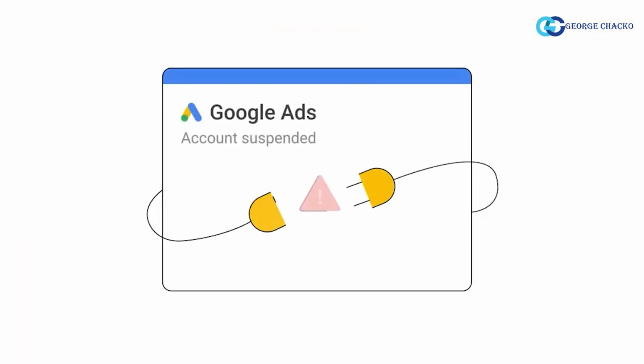You woke up and found out that your Google Ads account got suspended. You had no idea what happened. You are confused and watching tutorials, but none of them has helped.